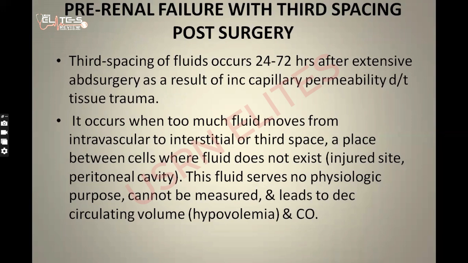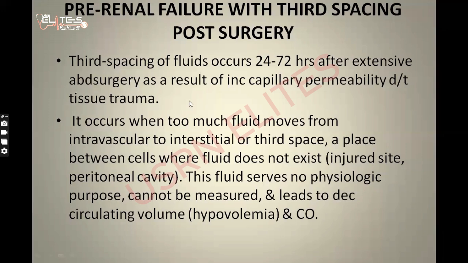Let's look at this one too. Pre-renal failure with third spacing, post-surgery. So when you hear of third spacing, I think I just mentioned it briefly a few minutes ago. Third spacing can be interstitial spaces. Okay. Third spaces can be interstitial spaces. So we are saying third space.